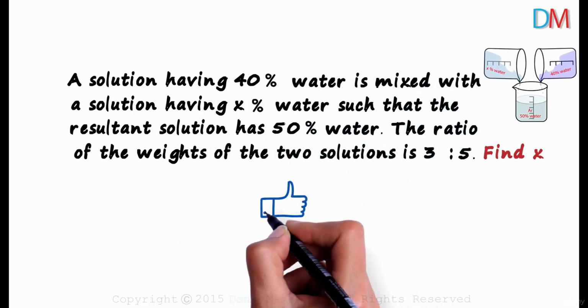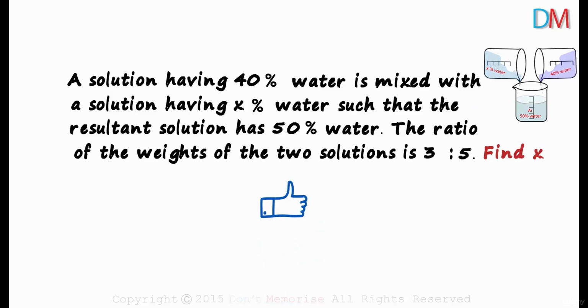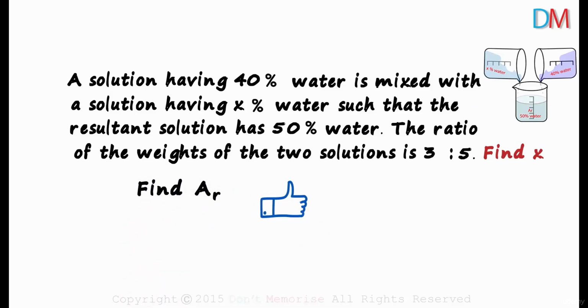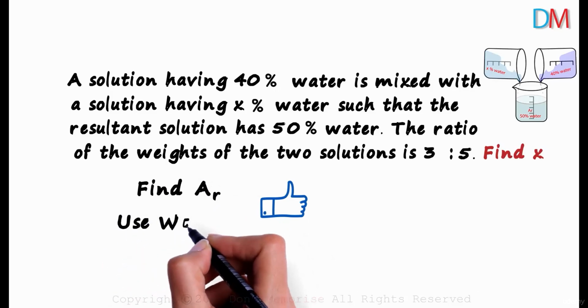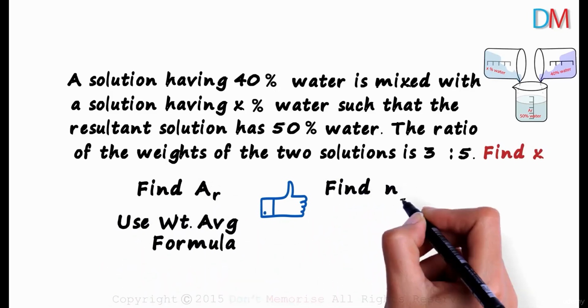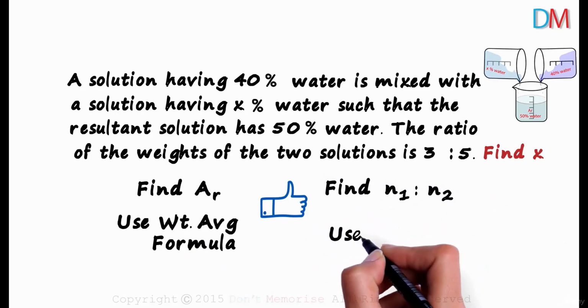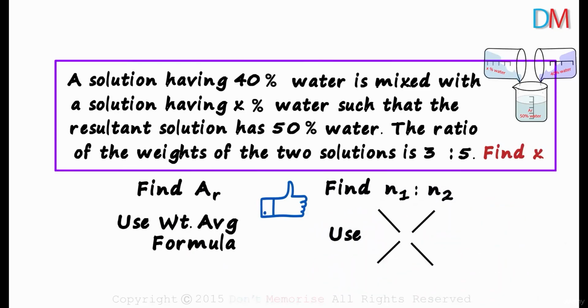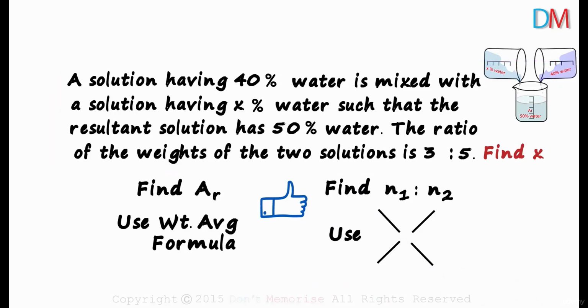Do you remember the rule of thumb we had seen for weighted average problems? If we have been asked for the weighted or the resultant average, we use the weighted average formula. And if we've been asked to find the ratio of the two weights, we use the alligation concept. This was our rule of thumb. So what do we use here? Here, we have been given the percentage of water in the resultant solution. So AR has been given to us.